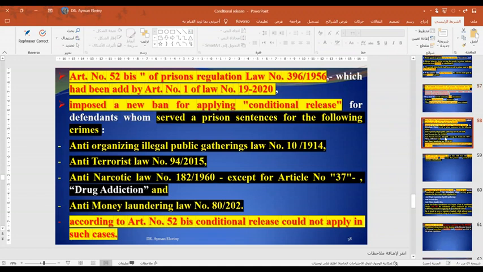Okay, so Article number 52 of the present regulation, which had been added by Article number 1 of Law number 19, issued in 2020, imposed a new ban on applying conditional release for defendants who served prison sentences for the following crimes.